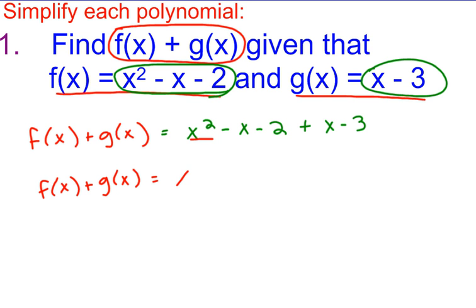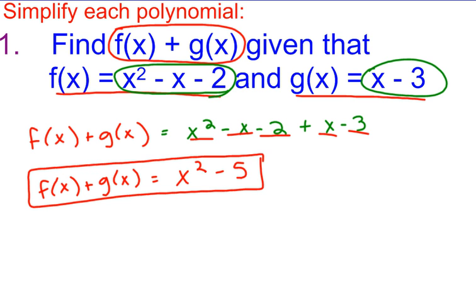I have 1x squared. I have a negative x plus x, which would add up to 0, right? And I have a negative 2 and a negative 3, so I have x squared minus 5. So you are literally just combining like terms. The notation makes it look harder than that, but that's all you're doing. So your answer for f of x plus g of x is x squared minus 5.